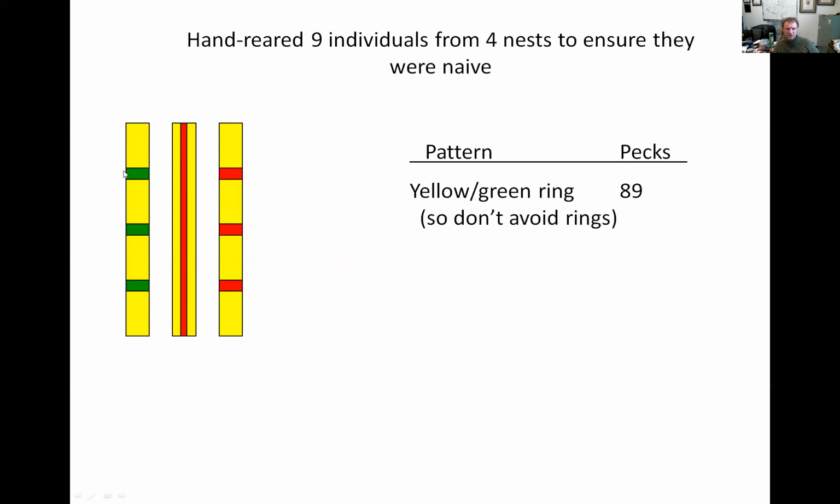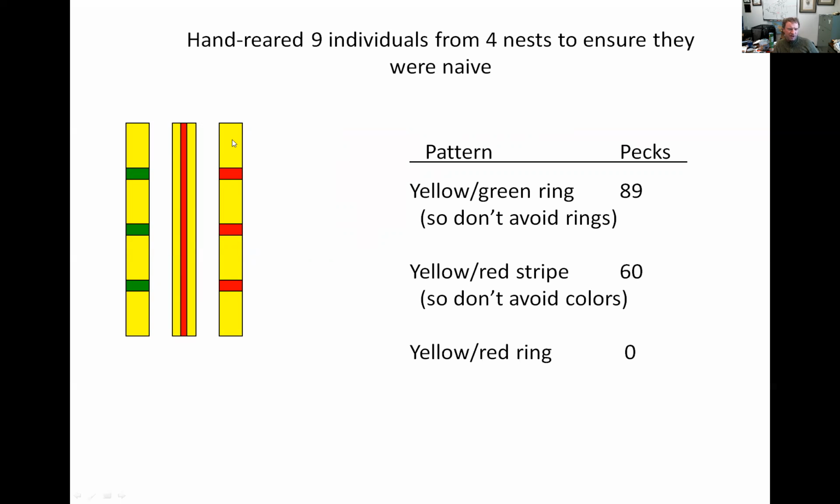So it's not that the babies are avoiding the ring patterning. The models with the yellow and red stripe also got a whole bunch of pecks. So it's not that motmots avoid this color pairing of red on yellow. But when she presented models that were yellow with red rings around them, the baby motmots, who had never had experience with poisonous snakes before, so there's no social learning or learning of any sort going on, would not approach or peck this particular color pattern.